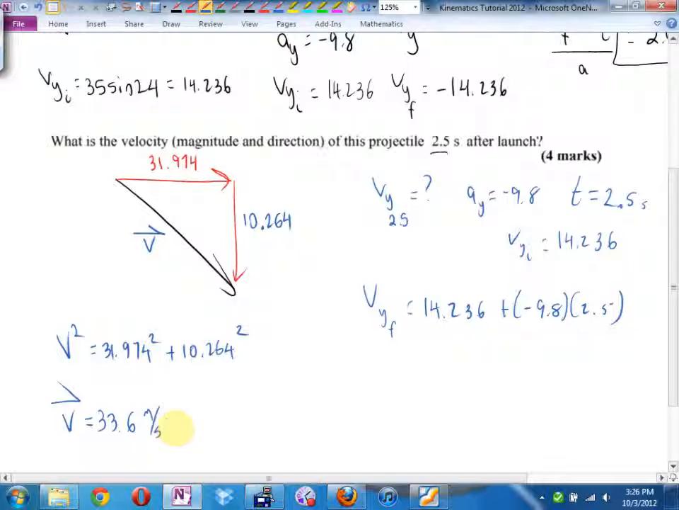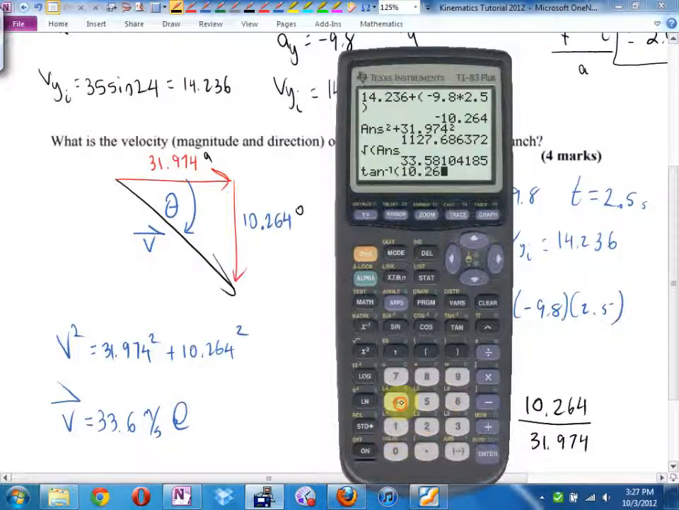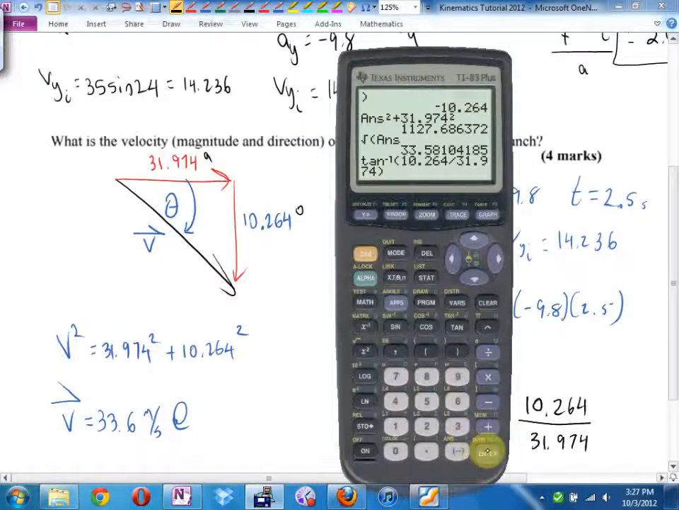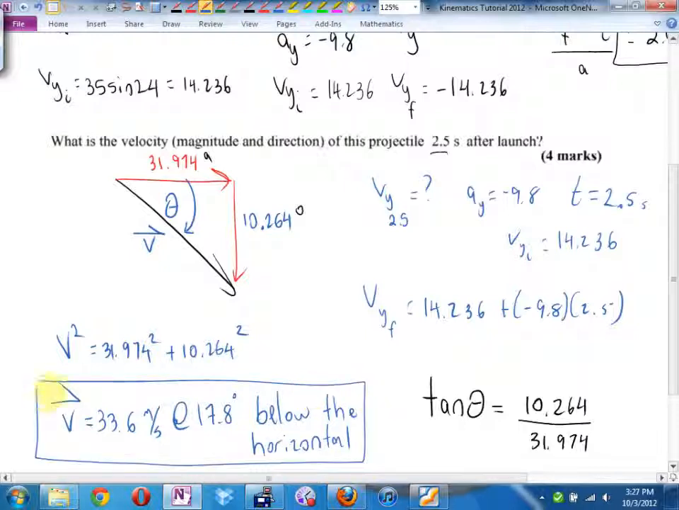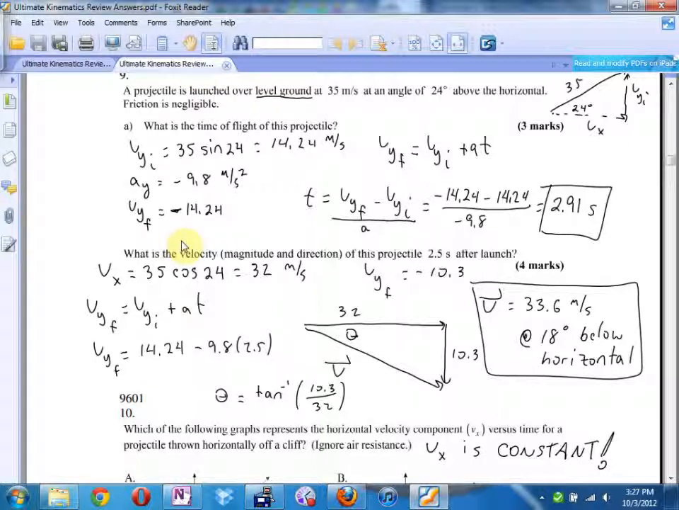That's the magnitude. Did they also ask for the direction? There's theta. Which trig function? As usual, it's tangent. 17.8. And we would call this direction below the horizontal, not south of east. If we were looking at a map and looking down at the world, then it would be south of east. Let me double check, are we right? Woohoo! 33.6 meters per second, 18 degrees. That's to 2 sig figs below the horizontal.